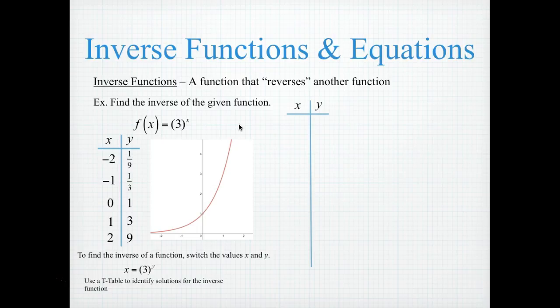So if my original function, which I often call my parent function, is given as y equals 3 to the x, my inverse function is x equals 3 to the y. So notice the values of x and y have now traded places. That holds true in the t-table. So when I look at the t-table, from my parent function to my inverse function, the values that are in my x column are now going to be expressed in the y column. And the values that are expressed in my y column in my original function are going to be expressed in the x column in my inverse function.